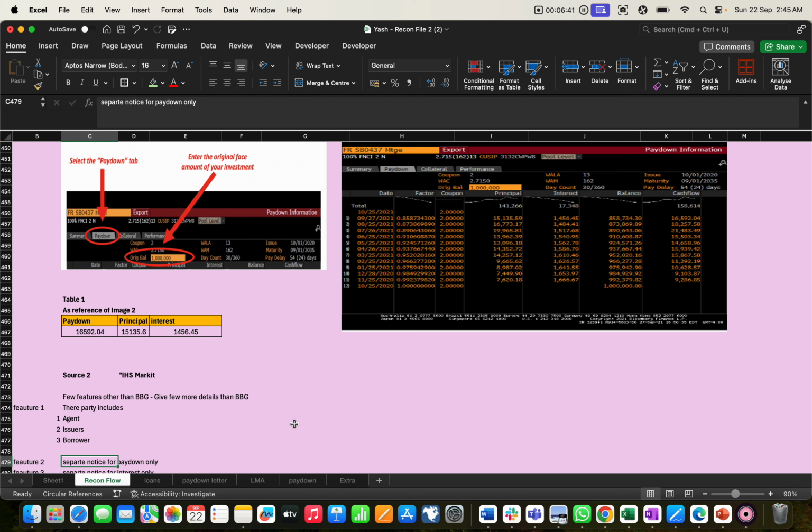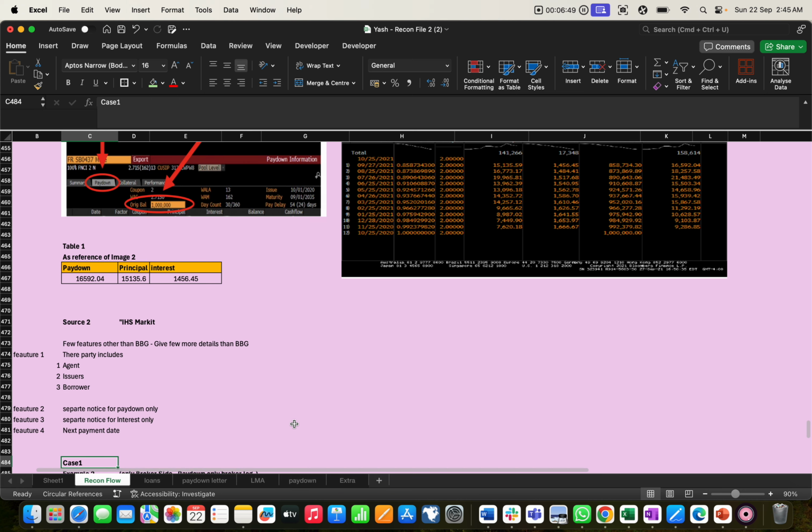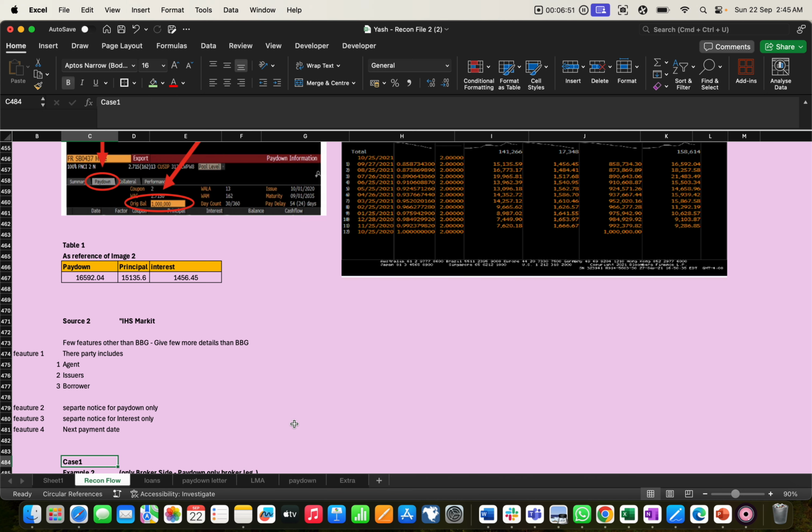If a term loan is there, a separate notice. If there is a term loan A, B, C series, then according to the series IHS Markit will release a different, separate notice ID. In IHS Markit we get many things, like the next payment date, and which agents are there, because this term loan amount is in the millions, sometimes crossing millions, even 1000 millions.